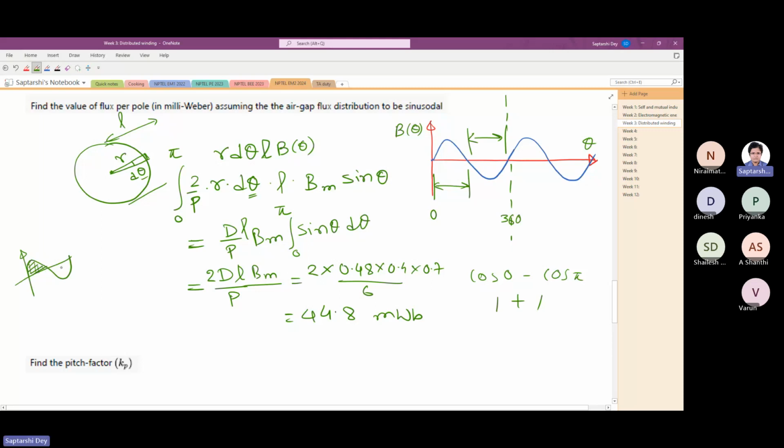Okay, so average air gap flux density means average of this much. So basically what is happening is the average of a sine is 2 by pi times the peak amplitude. So 2 times the peak flux density by pi, that is the average air gap flux density. This is understood, whenever someone is saying average of a sinusoid, that means average of one positive half cycle.